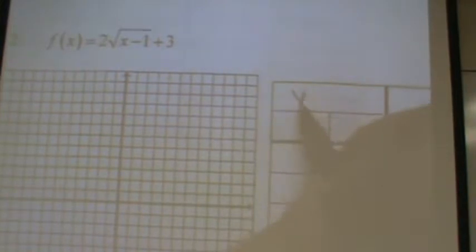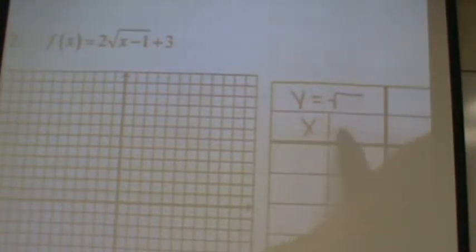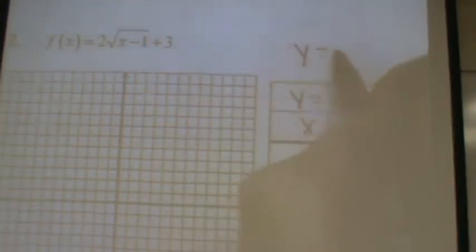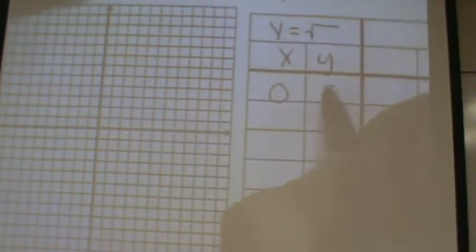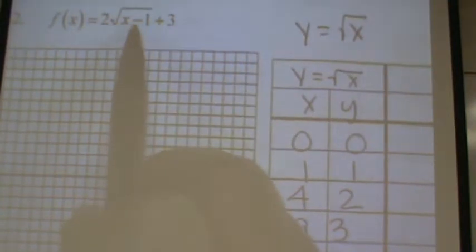For the next one, can I hear what you did? Can someone tell me what they did on this one? This one has 3 transformations. So what's the first thing you did? You wrote the parent function. Here's your parent function, and you should be able to do 0, 0, 1, 1, 4, 2, and 9, 3. Okay, that's good enough.